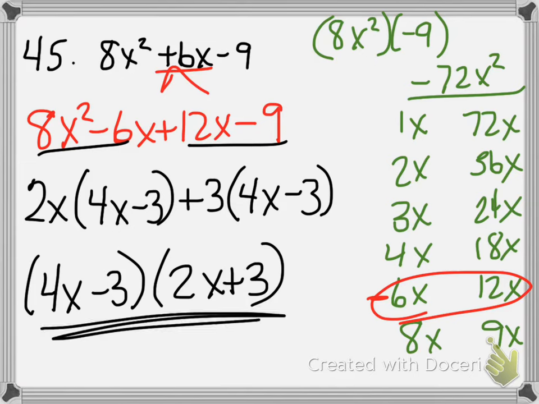So hopefully, if you haven't already known how to do this, you maybe have learned a new way to do it. Multiply the first and last term together, write out your factors, find the two factors that combine to give you the middle term, and if you have a coefficient, then I really recommend following this mathematical process that we used on 44 and 45 to help you get to your final answer.